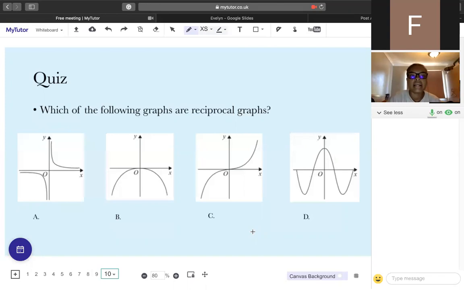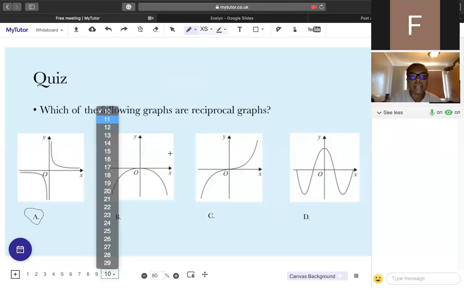So let's look at this quick quiz. Which of these graphs are reciprocal graphs? Is it A, is it B, is it C, or is it D? For this particular question, our answer would be A. A is our reciprocal graph because it looks just like the ones that we've just seen. B would be a quadratic graph and C would be a cubic graph. If you are asked questions like this quiz and you're not too sure, there are probably other graphs which you do know and you can rule them out.